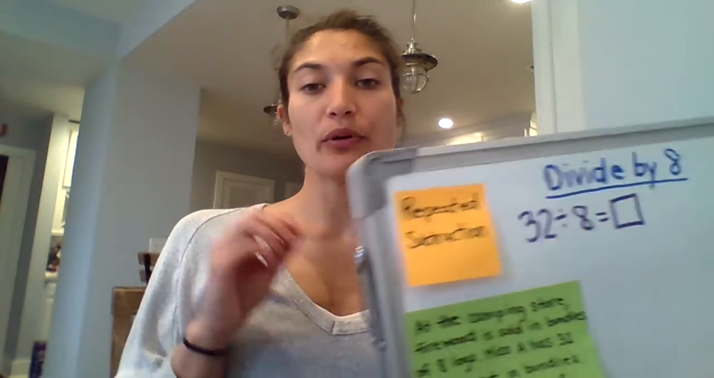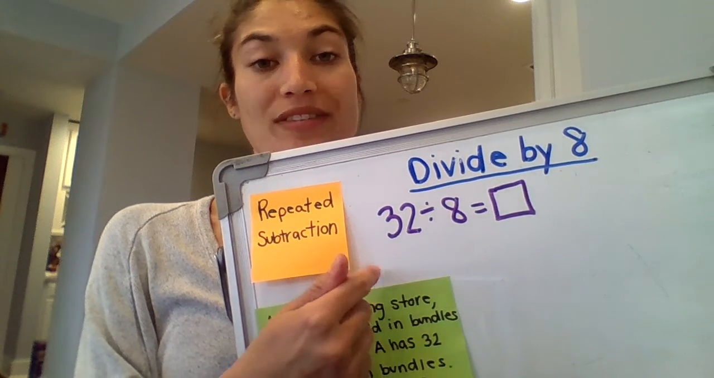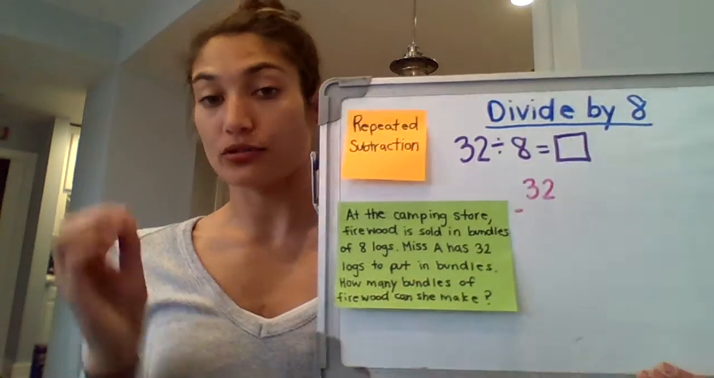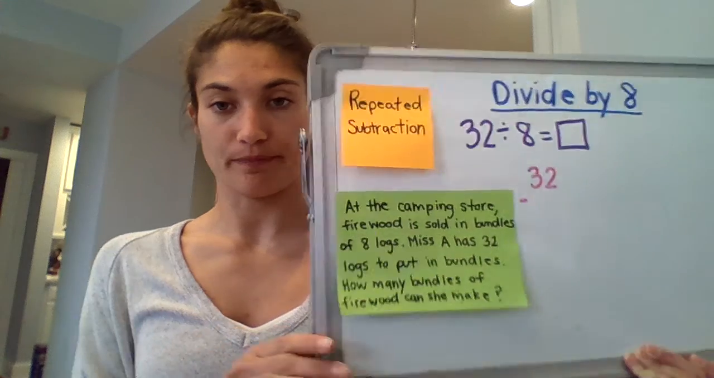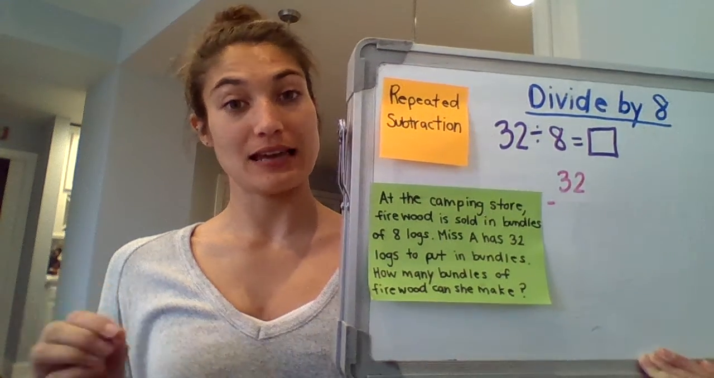So the first strategy we are going to use to solve this is repeated subtraction. Remember, when we do repeated subtraction, we want to start with the biggest number, our dividend. So I'm going to be starting with 32. And what am I going to be subtracting every single time? Remember, it's repeated, so I'm subtracting the same number every single time. 8, right, and I'm subtracting 8 because that's what we're dividing by. So I'm going to do 32 minus 8.